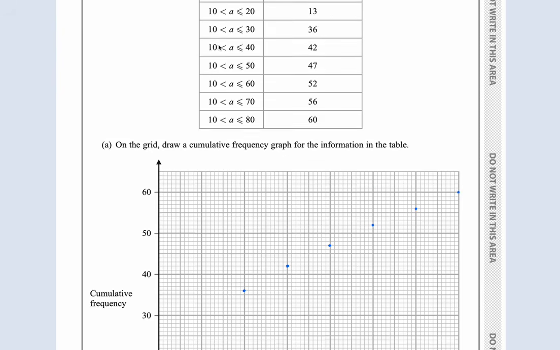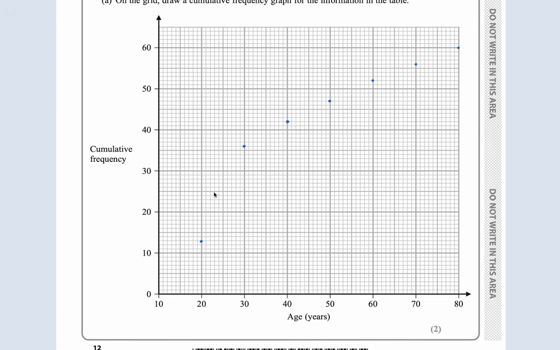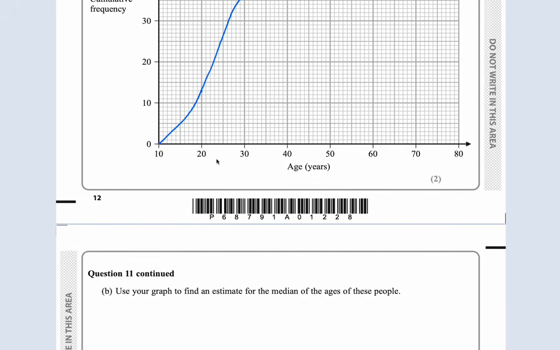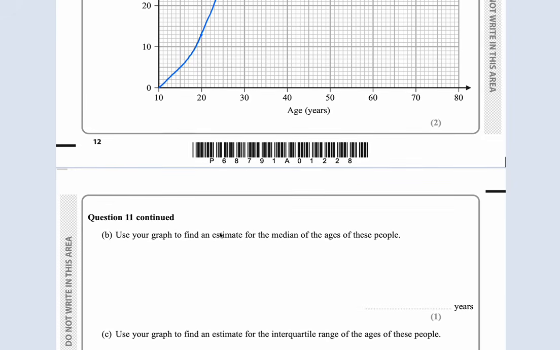Now we're going to start at 10 because this starts at 10 here, and we're going to join these up in a nice curve. Okay guys, I'm going to try my best here. Oh, that's actually not too bad. Okay, that's the graph. Then it says use your graph to find an estimate for the median of the ages of these people.